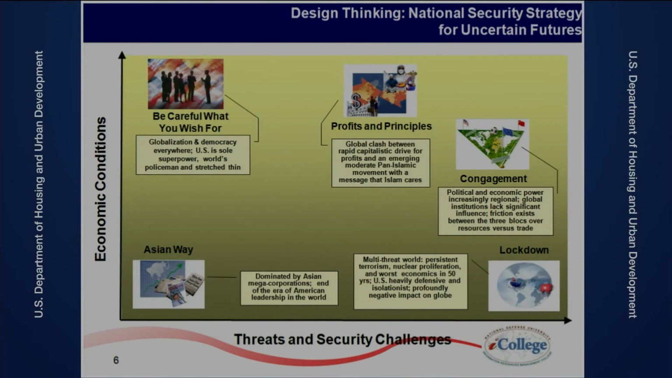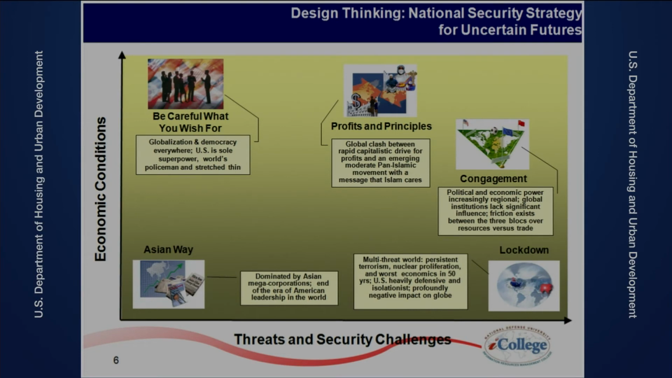So you see in the lower left-hand box, this is called Asian Way. And in Asian Way, the threats to U.S. national security are relatively low. That is, the U.S., for example, is still the world's leading military. However, the economic conditions aren't very good. So the economy of the world is being driven from Asian companies, not U.S. companies.